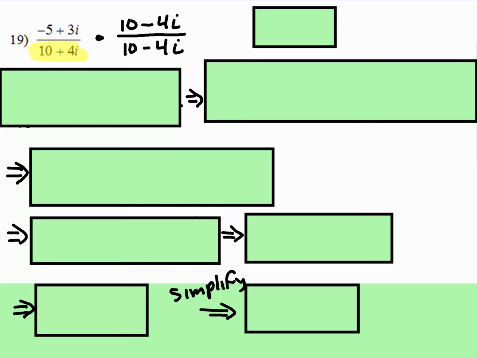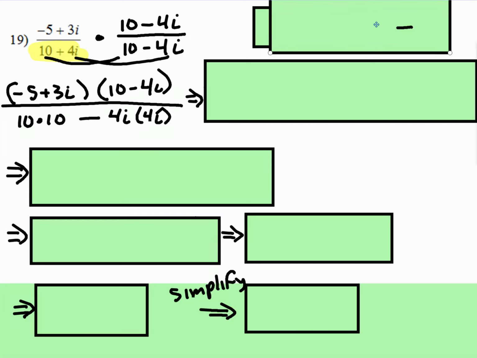So remember, when you multiply by the conjugate in the denominator, it's just the first times the first, put a subtract sign, then the second times the second. So let's go ahead and get started with this. So we multiplied 10 times 10, the first times the first, put a subtract sign, and then the second times the second. So 4i times 4i.